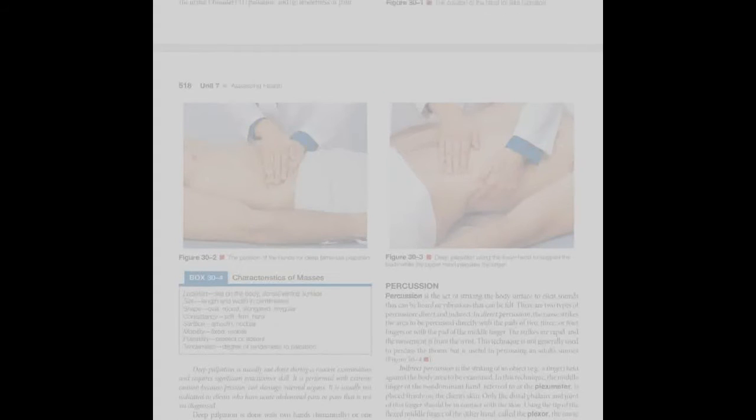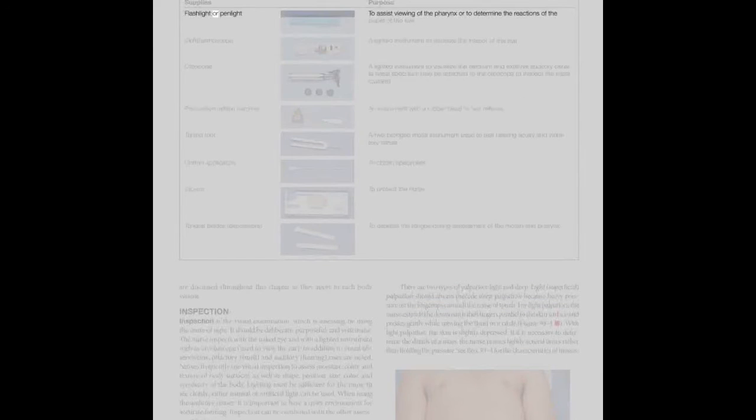Figure 30-1: The position of the hand for light palpation. Supplies and purposes: a flashlight or penlight to assist viewing of the pharynx or to determine the reactions of the pupils of the eye. An ophthalmoscope, a lighted instrument to visualize the interior of the eye. An otoscope, a lighted instrument to visualize the eardrum and external auditory canal. A nasal speculum may be attached to the otoscope to inspect the nasal cavities.